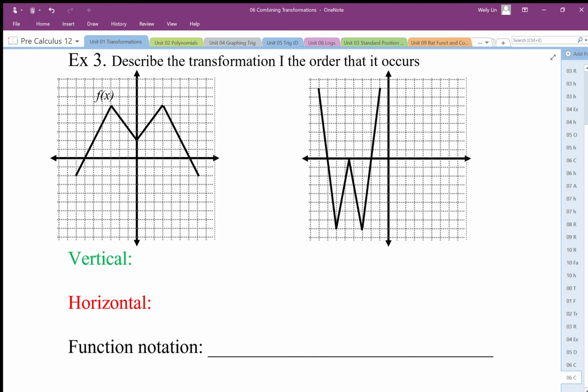So we're going to do that with horizontal and vertical first, but then we also have to remember we're going to put it in function notation, so the horizontal has to be done backwards for the notation. So first things first, we got to figure out how to change the shape. So vertically, what happened to the shape of this? Okay, did it flip? Is it going from an M to a W? Yeah, it flipped. So we're going to worry about that, the shape and flip first.